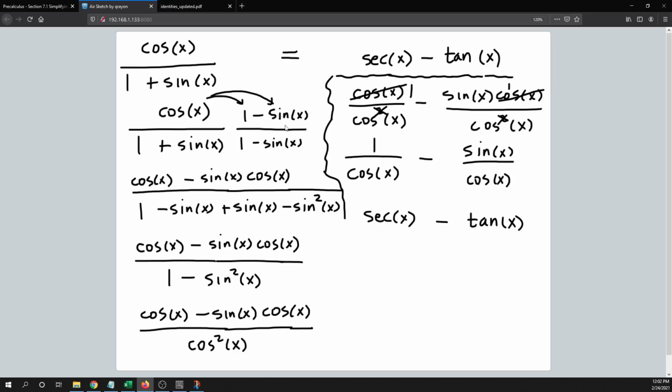So this is a tricky one. Once you've seen that trick, though, if you have 1 plus sine x or 1 minus sine x in the bottom, or even with cosines as well, 1 plus cosine or 1 minus cosine, that's a trick that you might want to take advantage of in certain instances.